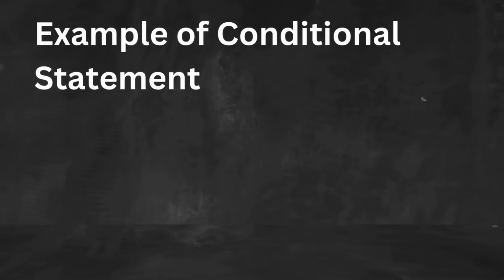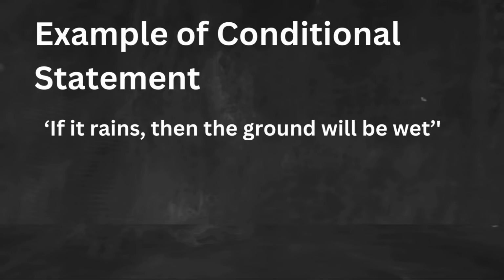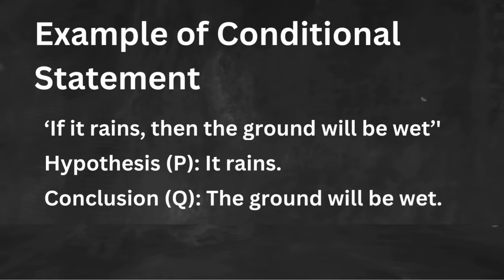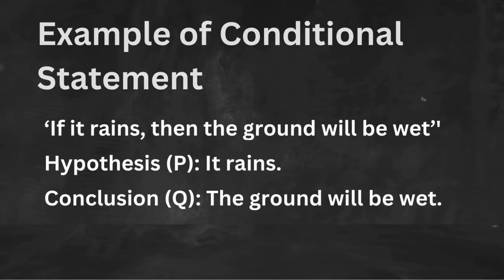Let's look at an example. If it rains, then the ground will be wet. Hypothesis, P, it rains. Conclusion, Q, the ground will be wet. This statement suggests that the ground being wet is dependent on it raining.